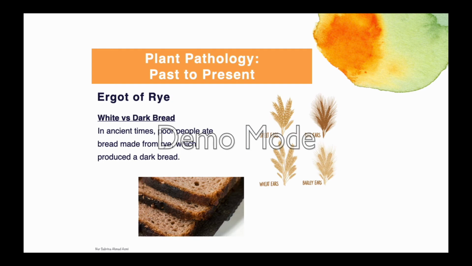Another disease that is very important in history is the ergot of rye. Rye is another grass family. For example, the difference of rye is in terms of their ears. These are the rye ears, wheat ears, barley ears, and also spelt ears. They are basically grains. During ancient times, rich people ate bread made from wheat, whereas poor people ate bread made from rye. Their bread was normally dark colored bread.